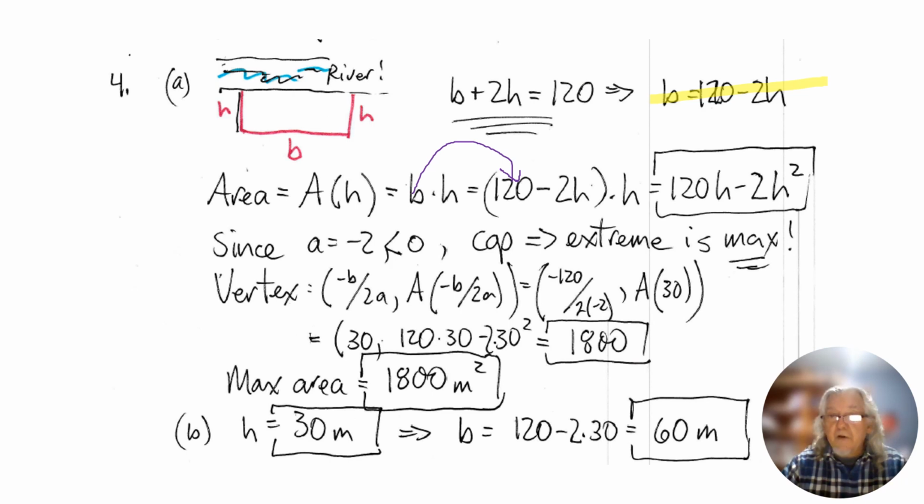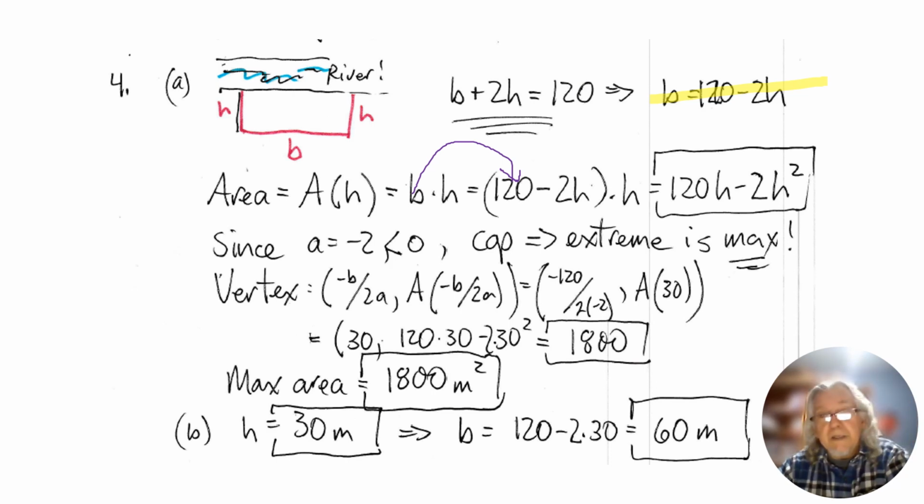So a is the coefficient of h squared. It's not the first thing. It's -2. It's whatever's next to x squared, h squared. It's a negative, so I have a cap. So that means I'm going to have a maximum. So the vertex is found by the same formula as before, negative b over 2a. So b is 120. So -120 over 2 times a, which is -2. Let's see here, -120 over -4 is 30.